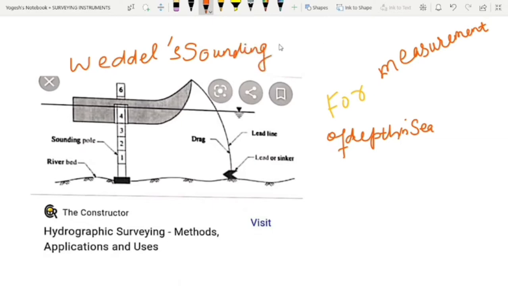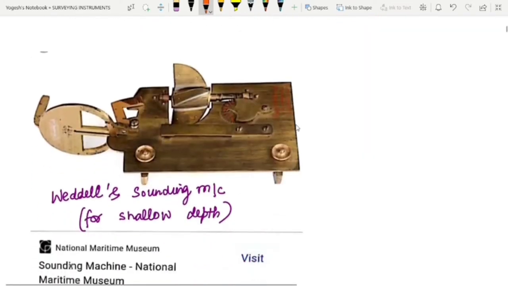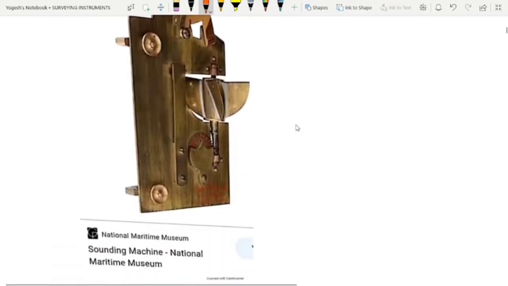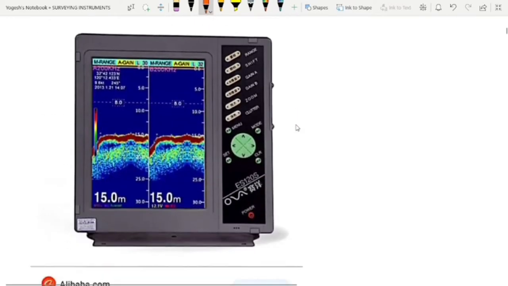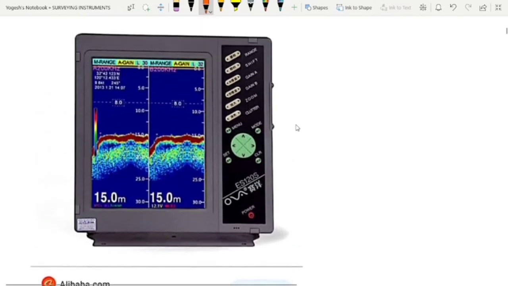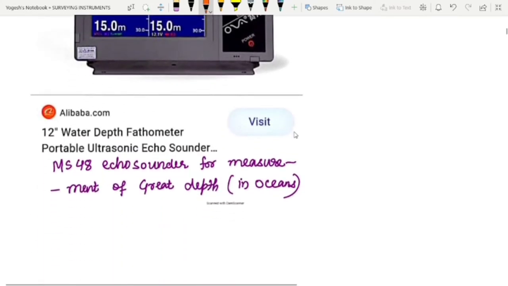For shallow depths, the fathometer was used. This is the Weddell's sounding machine for shallow depths. This is also a Weddell's sounding machine. This is the echo sounder. An echo sounder is generally used for measurement of great depth, that is in the case of the oceans.